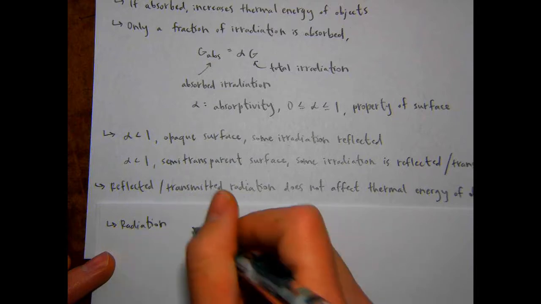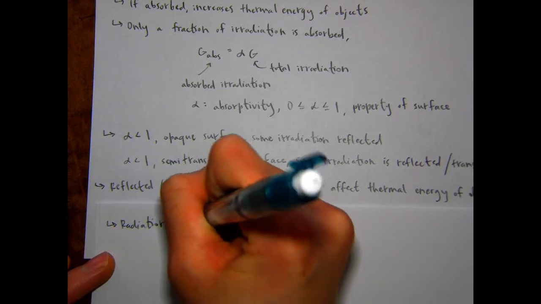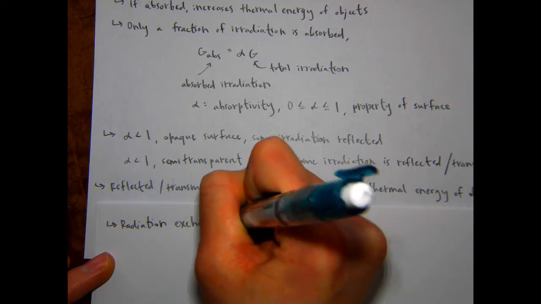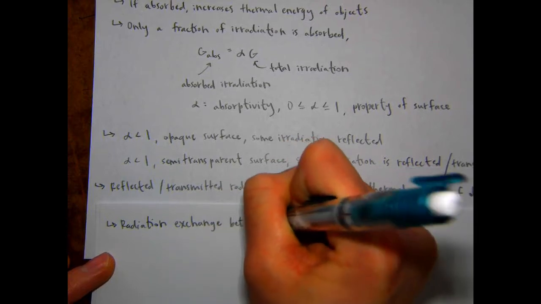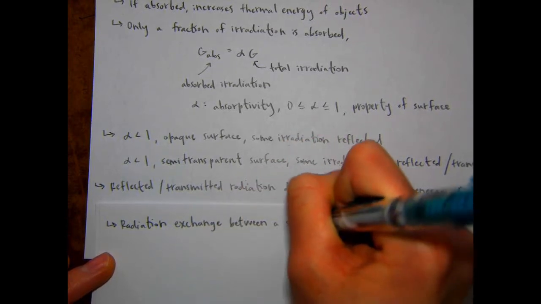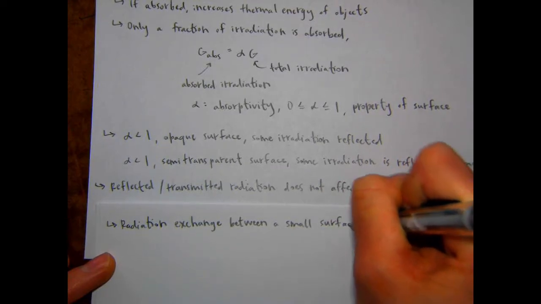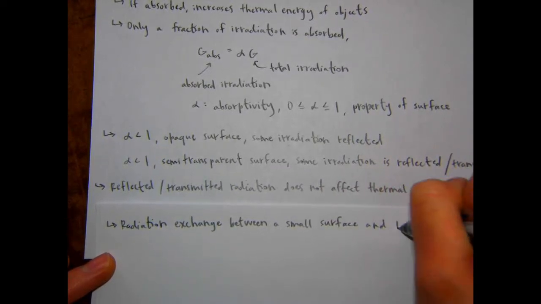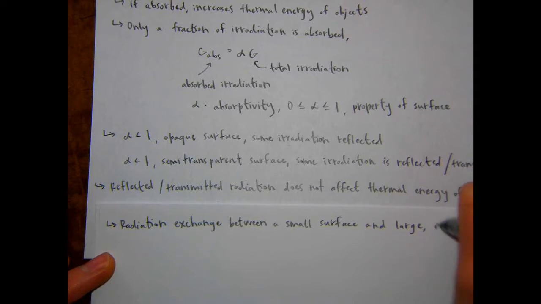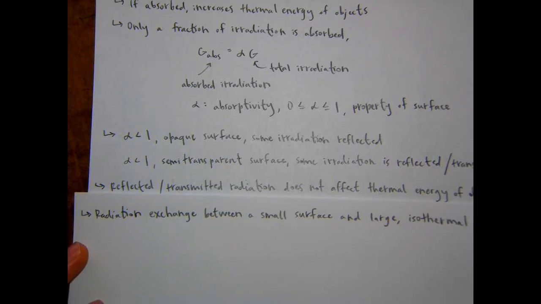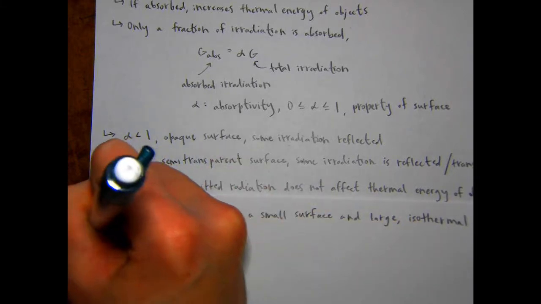But we are concerned mostly with solids in our discussion of radiation. So opaque or semi-transparent. Okay, so radiation exchange. These are kind of weird restrictions, but we'll see why this is the case later on. Radiation exchange between a small surface and large isothermal surroundings, so surroundings that are all at the same temperature.